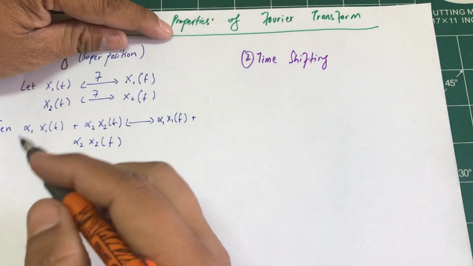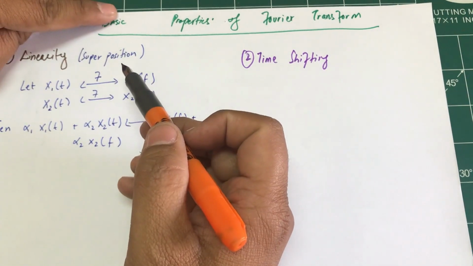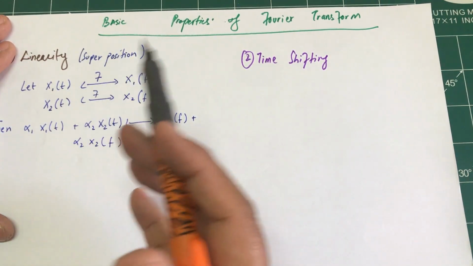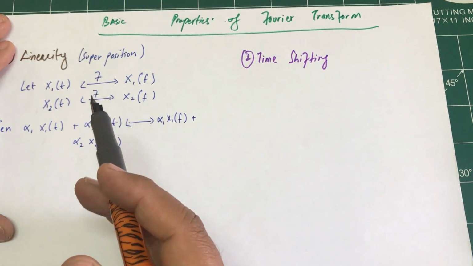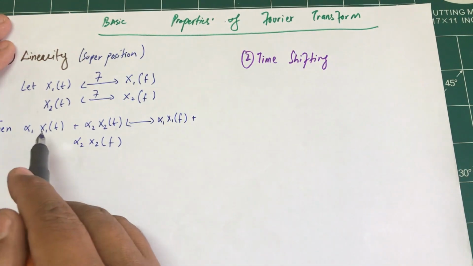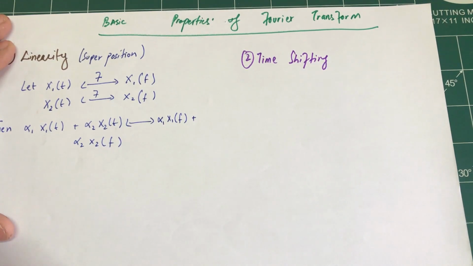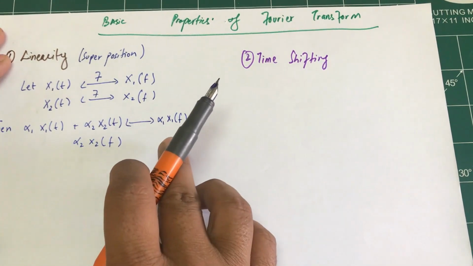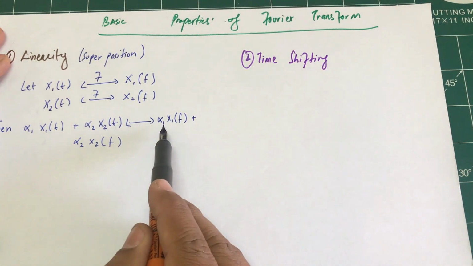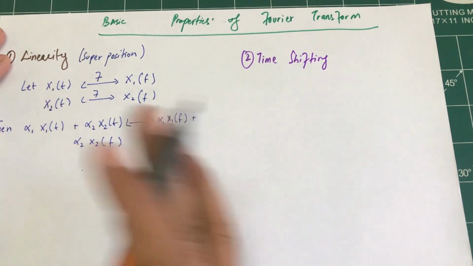So basically this superposition is telling me the response to the sum of inputs is just the sum of individual responses. You will calculate the Fourier transform of a function that has some variable multiplied to it. For the first function, you take a Fourier transform. If you have a second function, you take a Fourier transform. You're just summing them up.